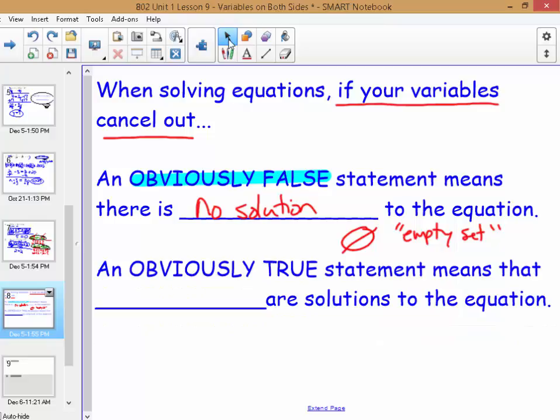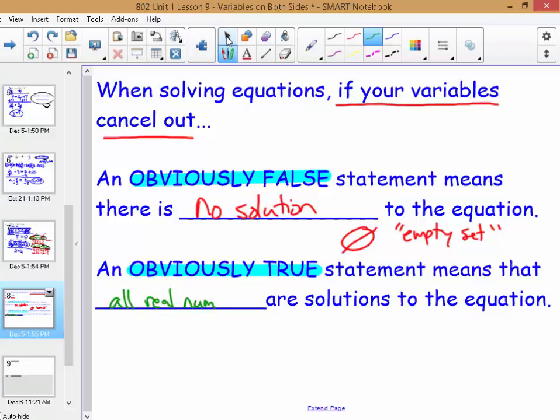Conversely, if an obviously true statement comes out when you're solving these equations, if the variables cancel out and you're left with something like 2 equals 2, then that actually means that all real numbers are solutions to the equation. And that's actually what we'd put.